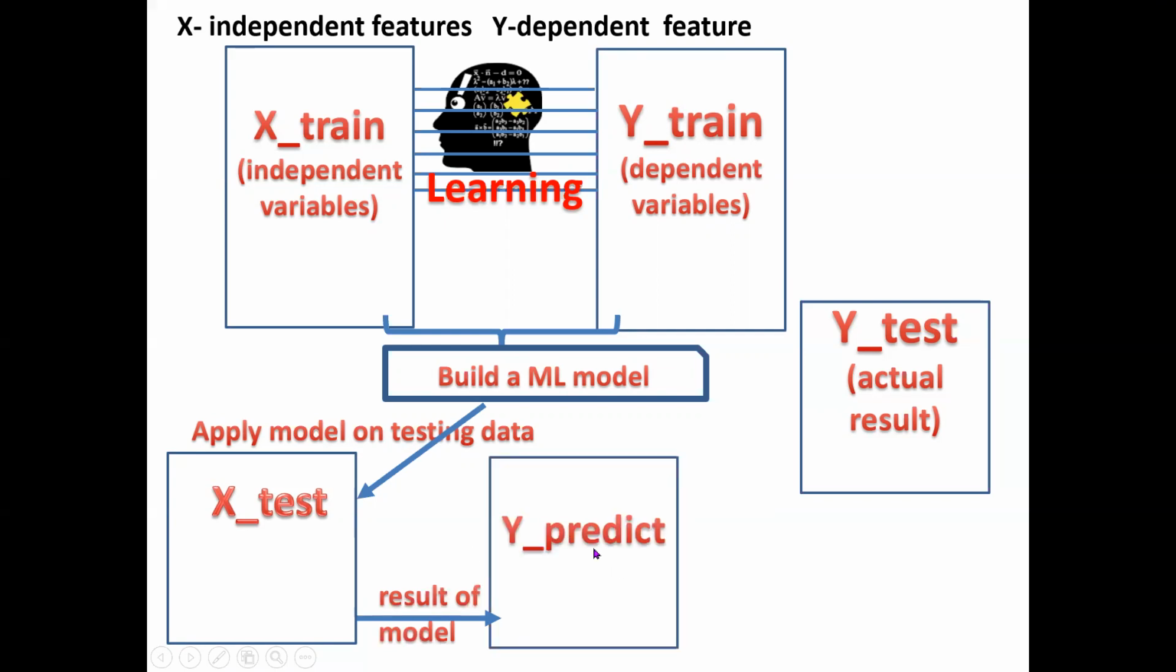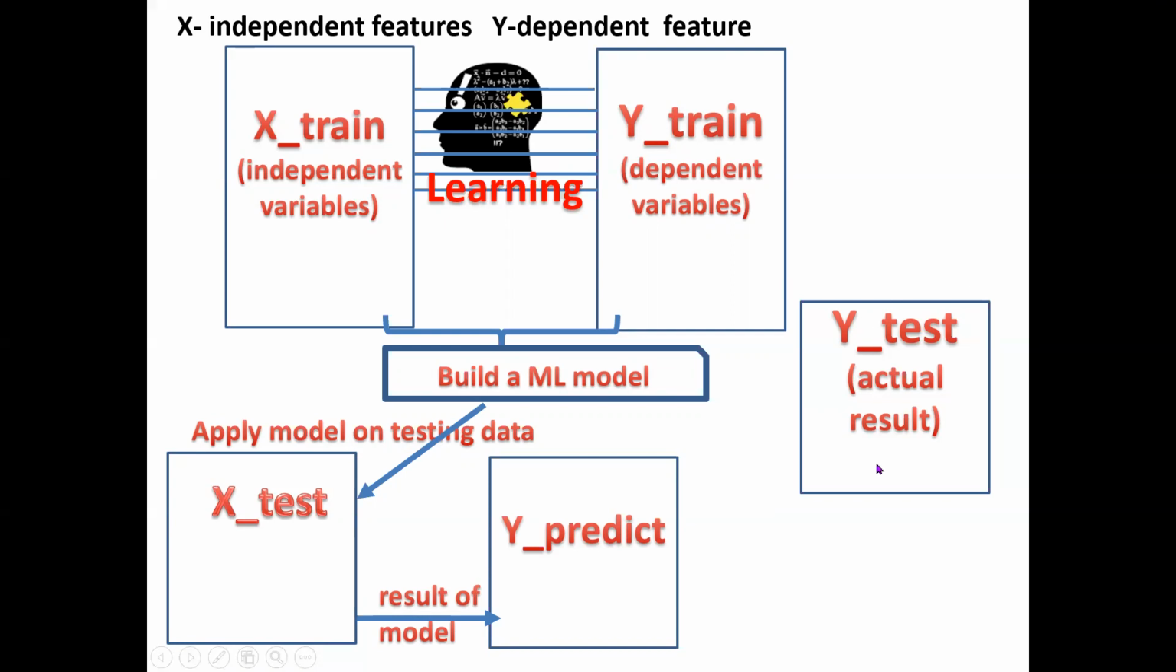As I told you in the previous example, the actual yes or no answers are hidden. We are not showing them to the algorithm. We ask the algorithm to predict what the output is, yes or no. For those three samples, it predicts something. That is y_predict, the answer predicted by the algorithm.